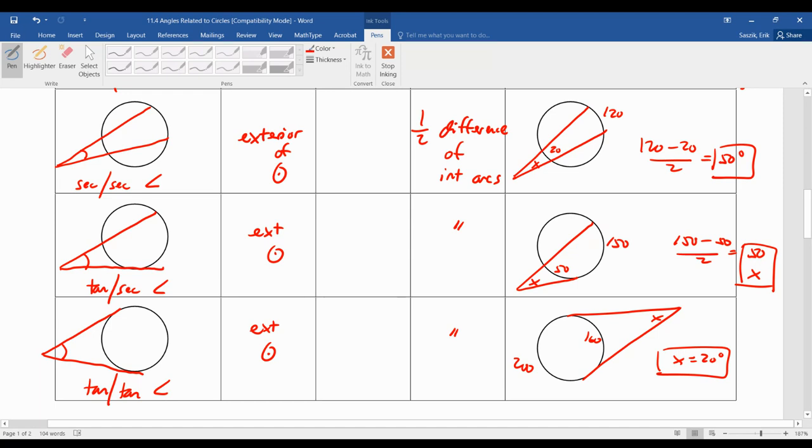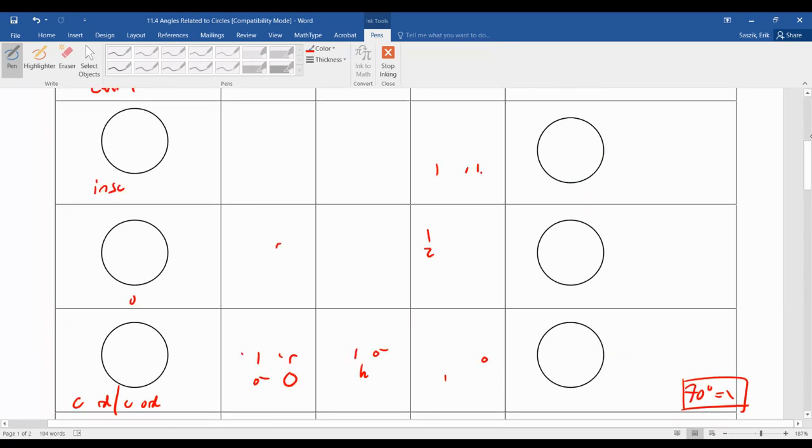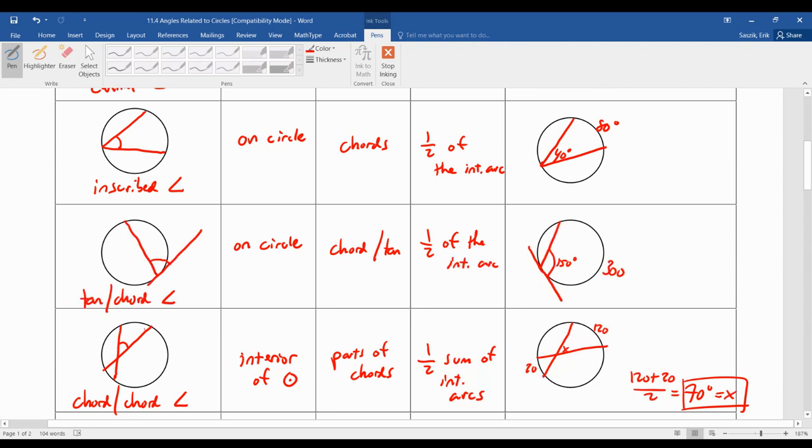But again, there's 4 different types, and 1 or 2 of them you already knew. Remember, central angle, that's easy. That's just equals the arc intercepted. Inscribed angle we talked about before. It's half the intercepted arc. Now we have a tangent chord angle as well, but it behaves the same way as the inscribed. Angles that are on the edge of a circle behave the same.